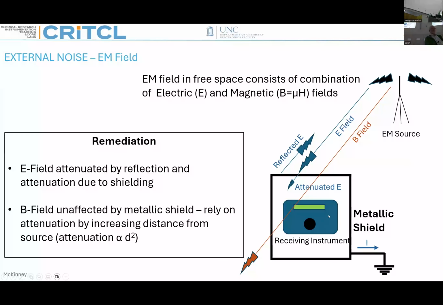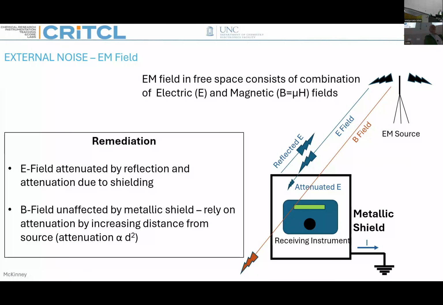And that means that, let's say you have an instrument like our transimpedance amplifier and the nanochannel device itself, and we locate that inside of a metallic shield that's grounded, okay? What that's going to do is it's going to shield your instrumentation from the E portion of the electromagnetic field. And it does that by both reflection and attenuation. Depending on the characteristics of that metallic shield, you'll get a certain amount of attenuation and a certain amount of reflection.